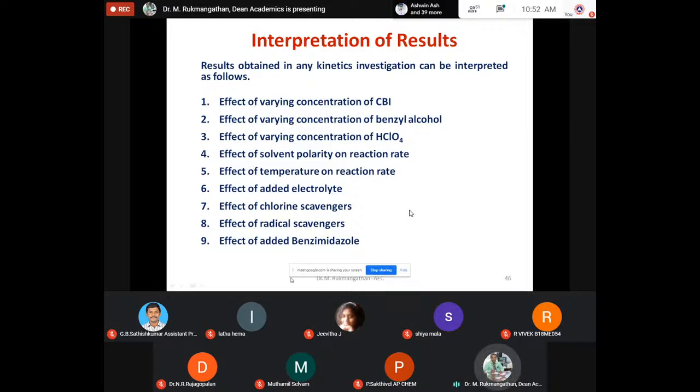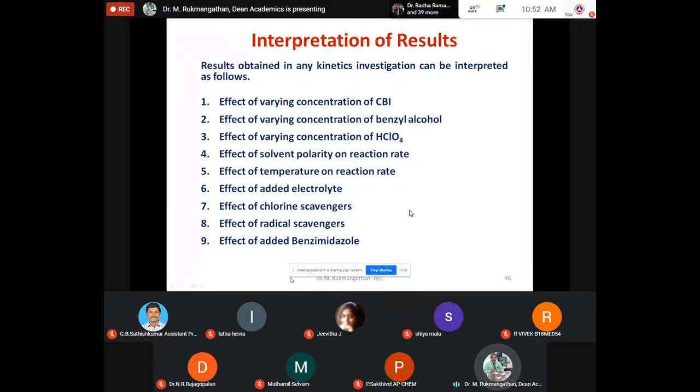The reaction has been carried out with acid strength, that is H+, which is given by HClO4, perchloric acid. Whether the perchloric acid concentration influences the reaction rate or not, that we have to find out.